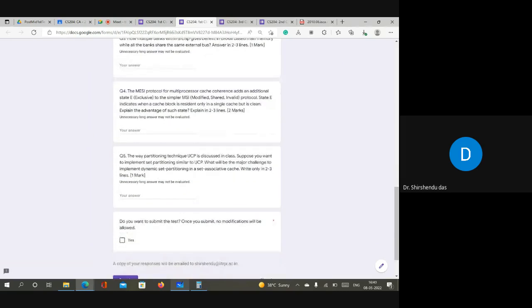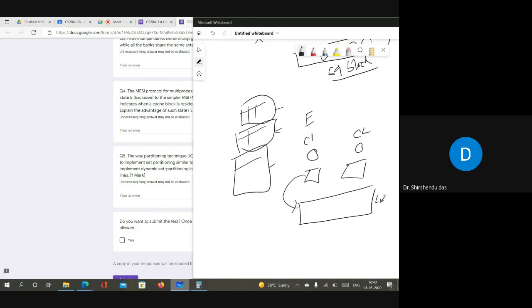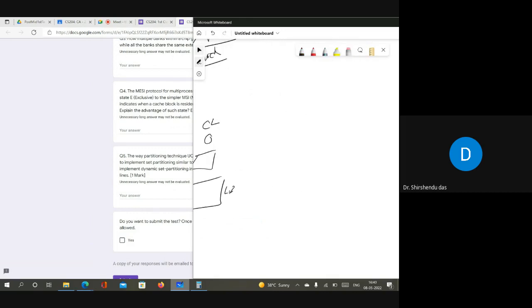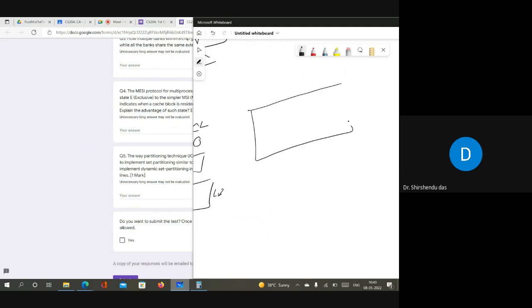Why way partitioning technique in UCP? So here I have discussed way partitioning in class, and I said that similarly, instead of ways, if I want to partition the sets, then what will be the disadvantage? So here the question is, if you have multiple sets, suppose there are four sets here, and you say that the first two sets are for application one, and the last two sets are for application two.